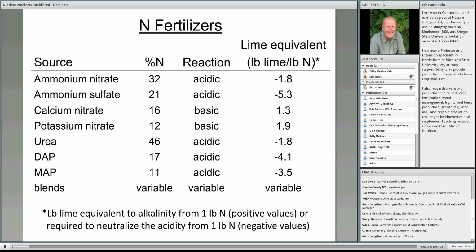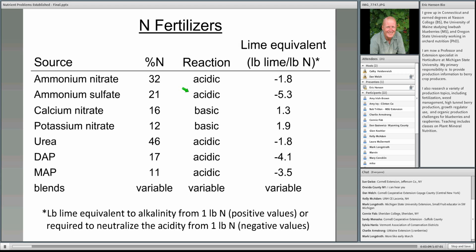First, regarding the nitrogen fertilizers, a lot of them to choose from here. I wanted to point out generally those with the highest nitrogen contents are the cheapest per pound of nitrogen. So those are generally the most preferred sources. And of course, these also vary in their reaction in the soil.